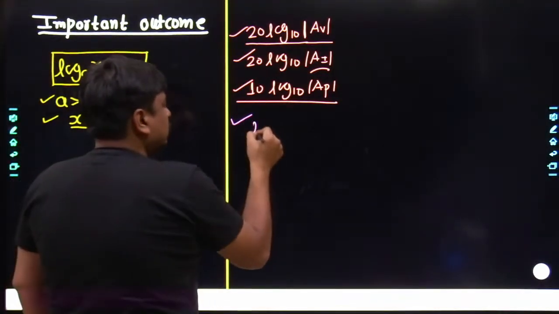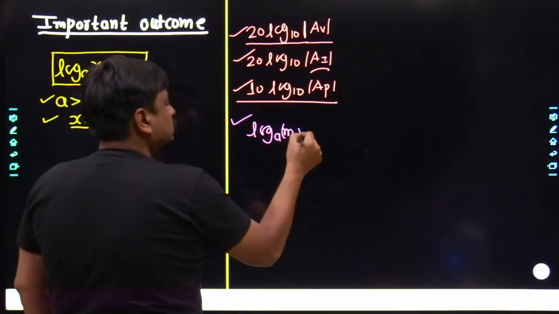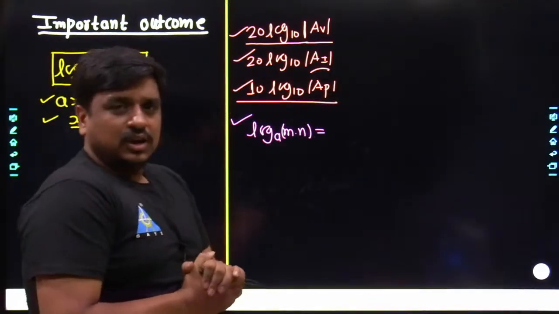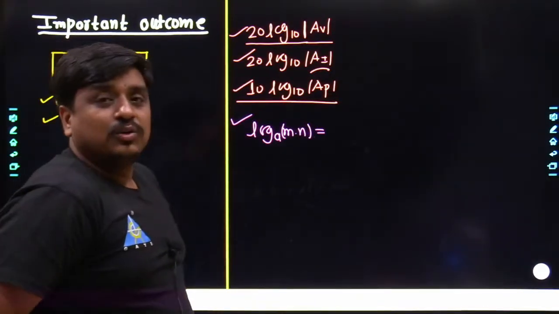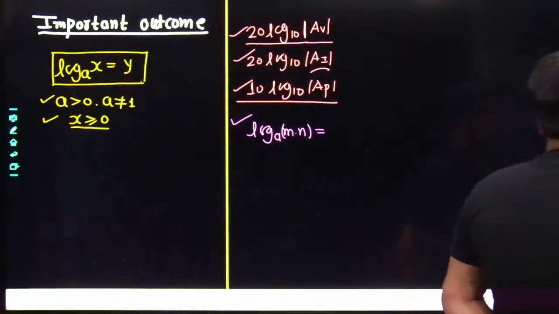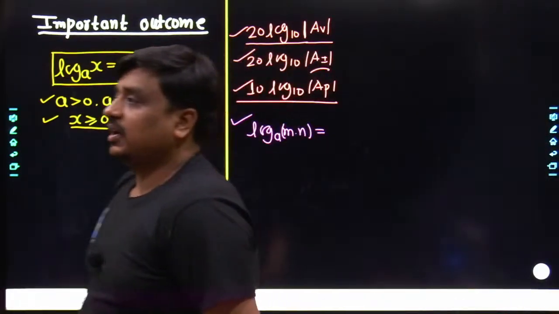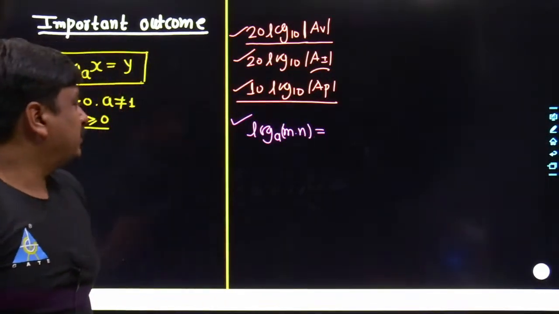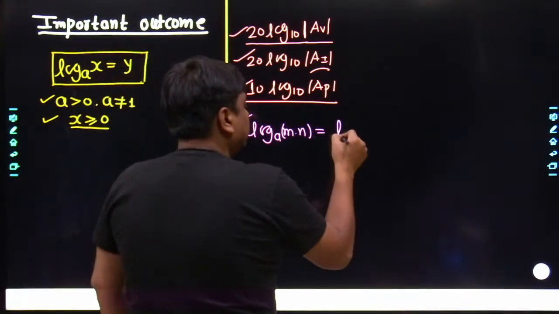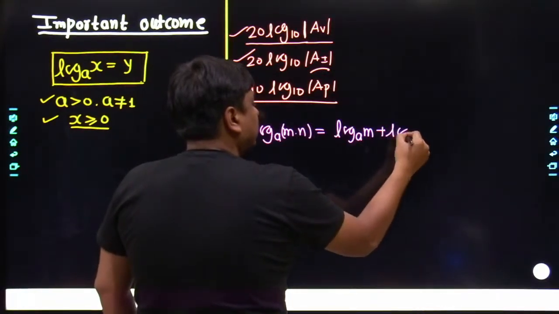My dear friends, if you have log base a of m into n, may I know what used to be the formula for it? How can the expansion be made for it? Log base a getting applied over the mn. Generally we used to write this as log base a of m plus log base a of n.